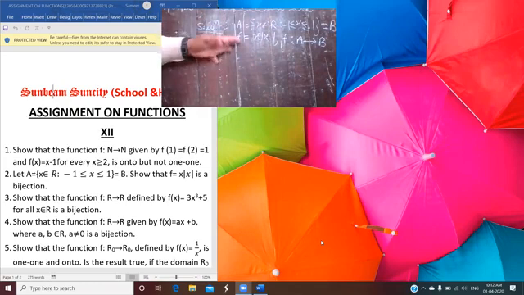If the function is 1-1 and onto both, it is automatically said to be a bijective function. So first you prove it for 1-1 function. In case of a 1-1 function, what do you do? You have to take two distinct elements from the given set.